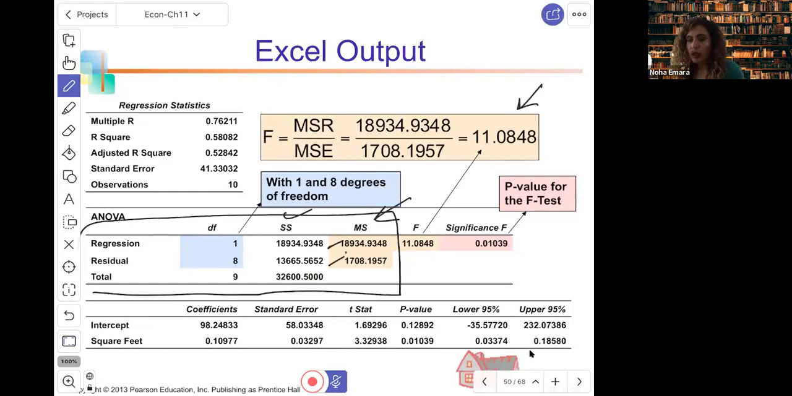Okay, and then based on the F statistic of 11, you go to the table and try to find out, based on this F statistic, what is my critical value? You will have different tables for the F statistic. You can have the 5%, the 1%, the 10%, each one on a separate page. So you choose the level of significance that you want.